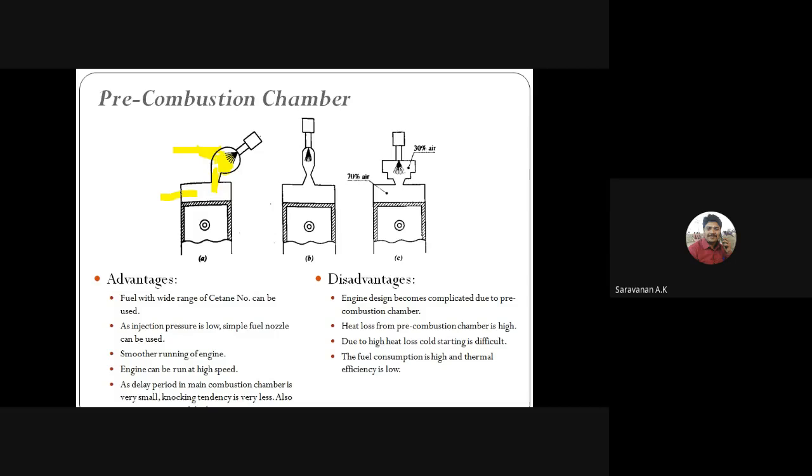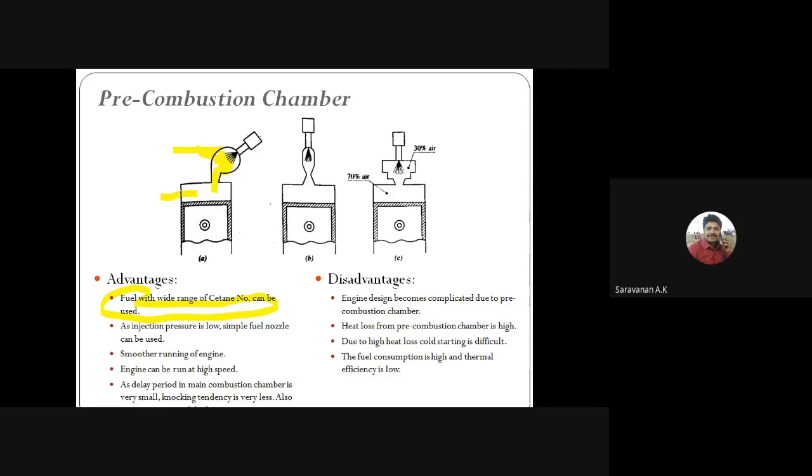During the compression stroke, high pressure air is generated, and due to the high pressure the temperature also increases. That temperature is beyond the self-ignition temperature of diesel fuels, so it will be easily burned, whether it has a low or a good cetane number. So a wide range of fuels can be used in a pre-combustion chamber. As the injection pressure is low, simple fuel nozzles may be used here.